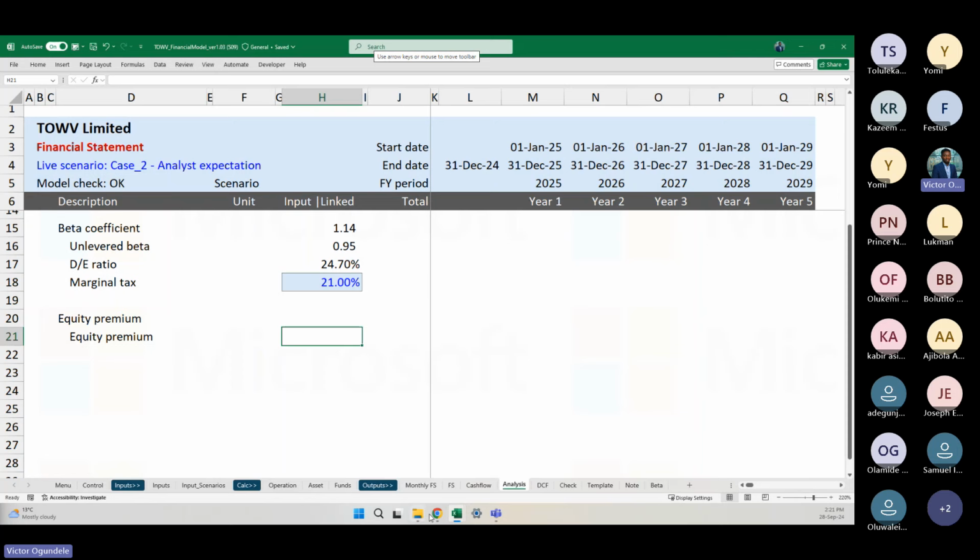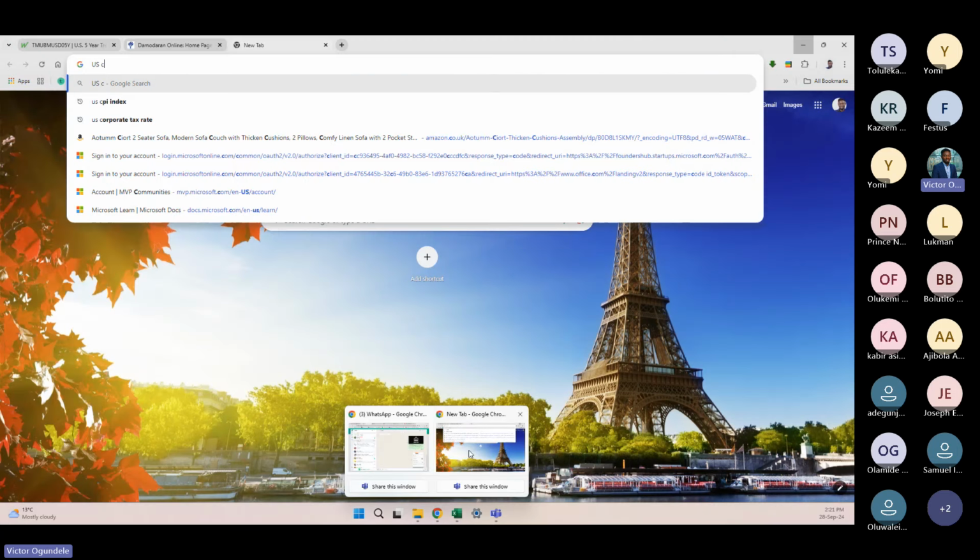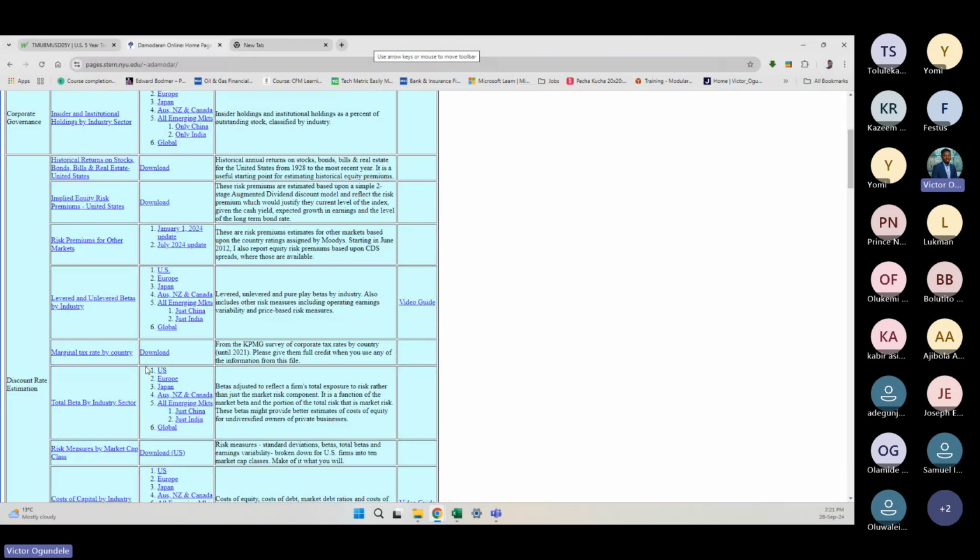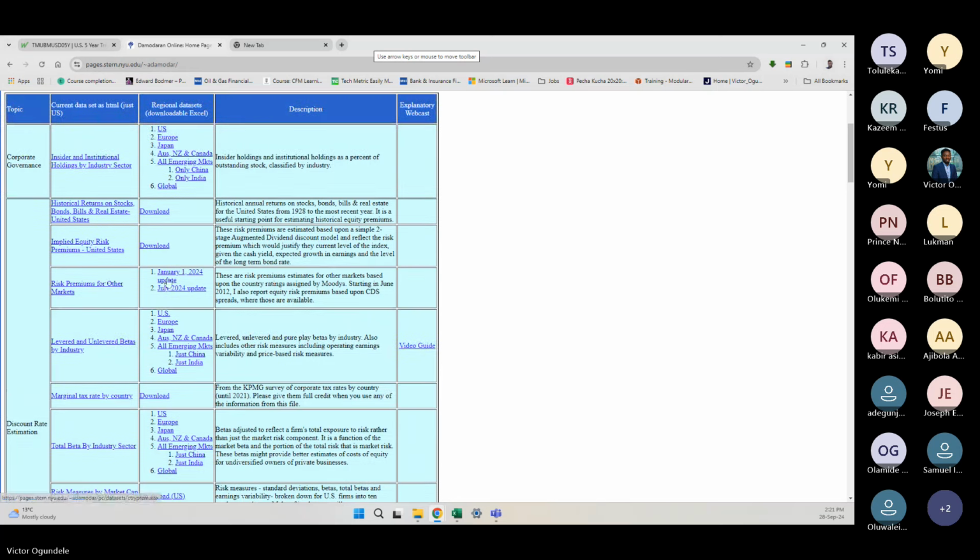Okay? Now, if you go back to our Damodaran website, you will see what we call risk premium for other markets. Right? So this is the data that we need.